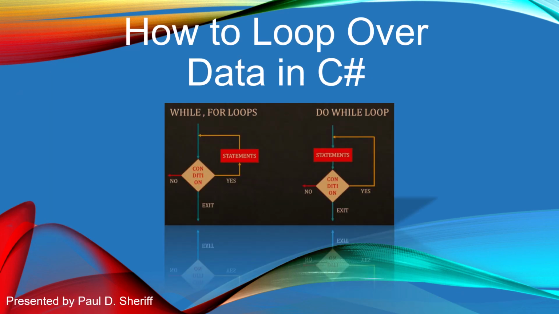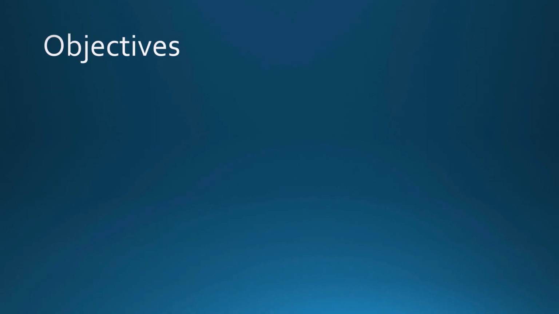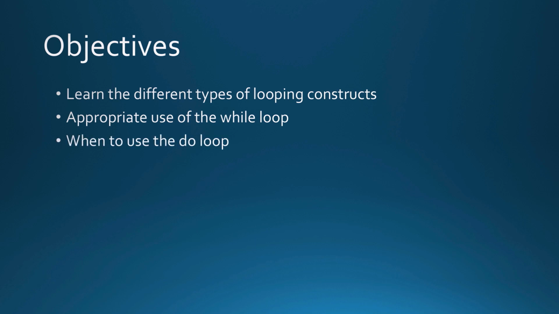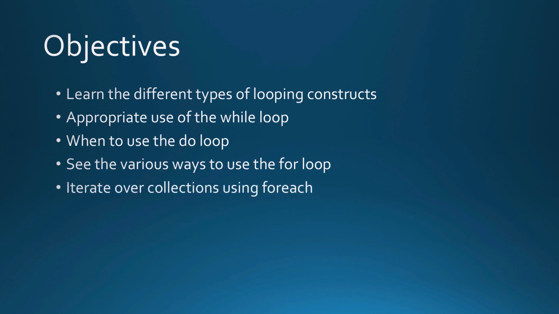This lesson is how to loop over data in C#. The objectives for this lesson are to learn the different types of looping constructs that are available to us in C#, the appropriate use of the while loop, when to use the do loop, see the various ways to use the for loop, and iterate over collections using foreach.